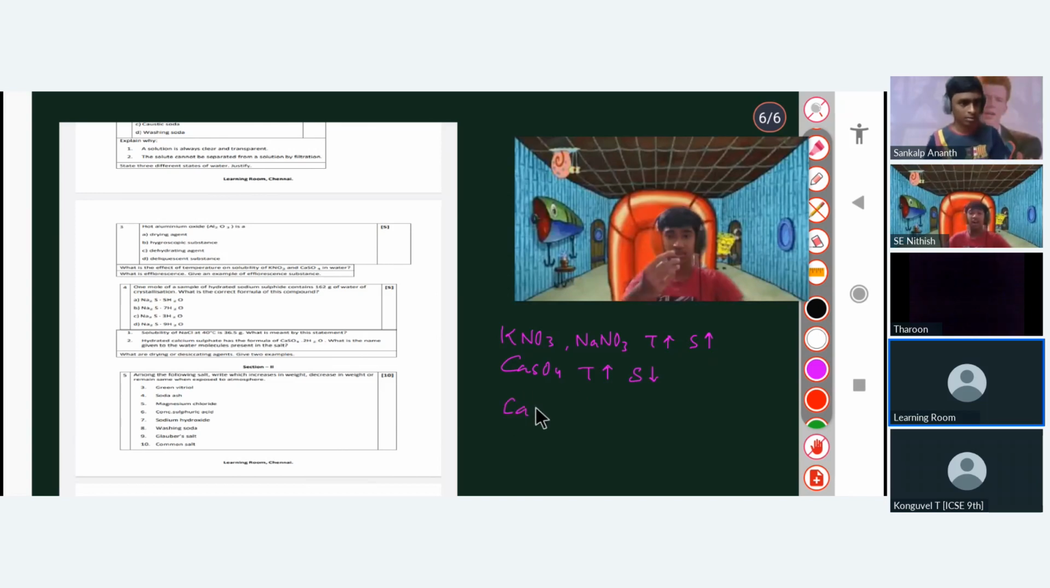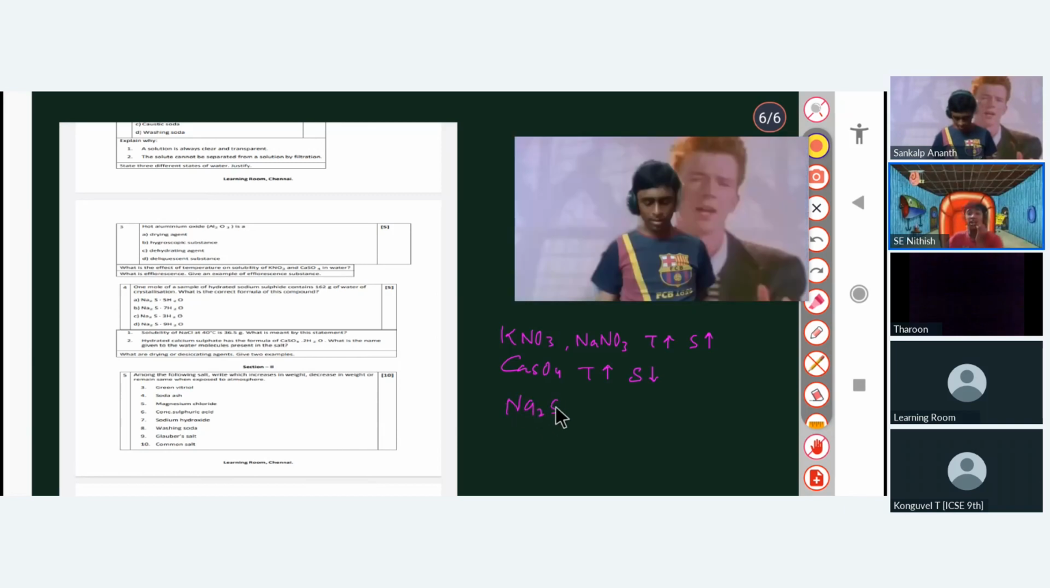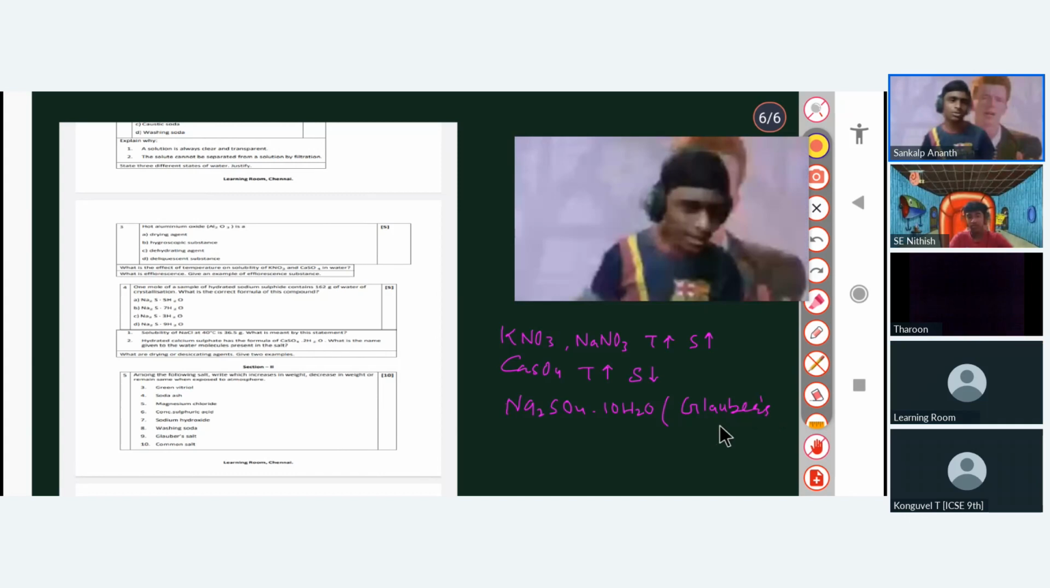That was the Glauber salt. Do you remember? It was anomalous solubility. After 31 degrees Celsius, solubility will start decreasing. What is the formula of Glauber salt? Sodium sulfate decahydrate, Na2SO4 10H2O. Sodium carbonate decahydrate is the washing soda, and sodium sulfate is the Glauber salt.